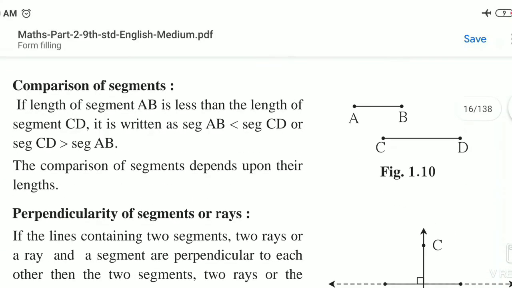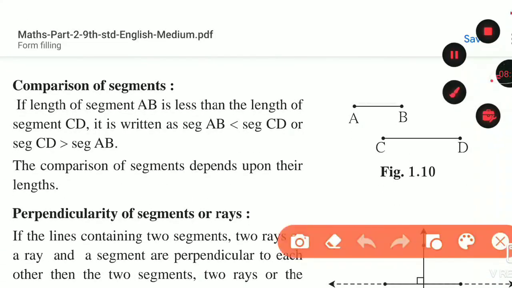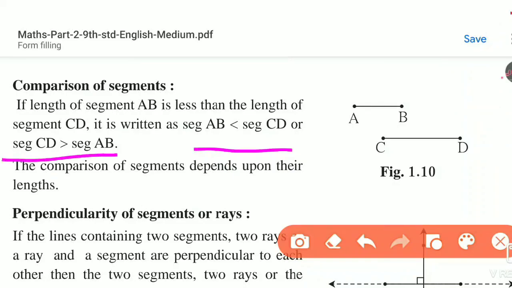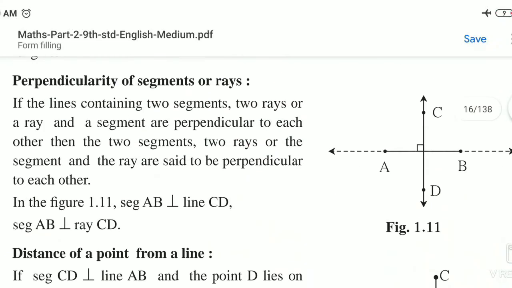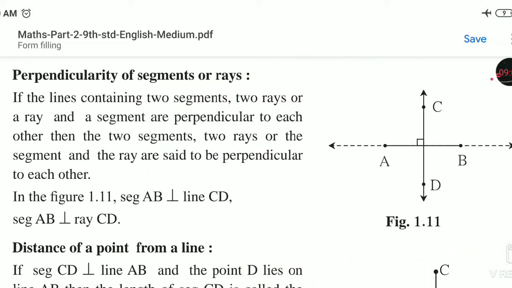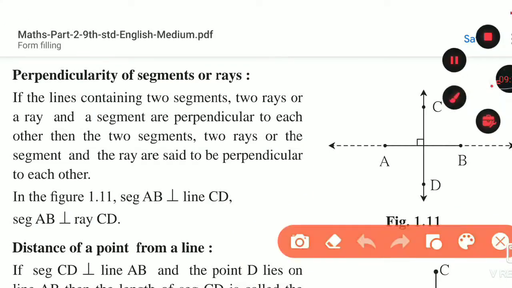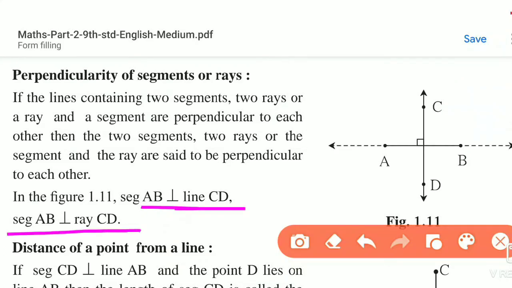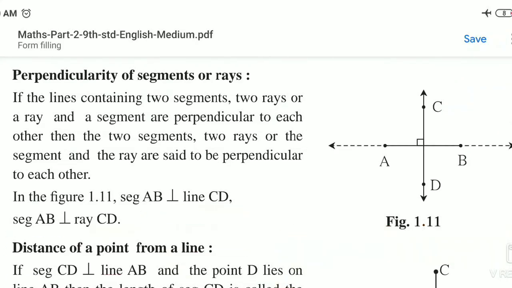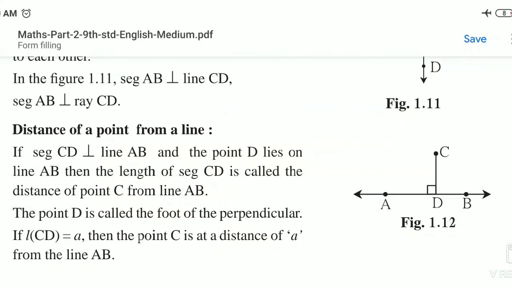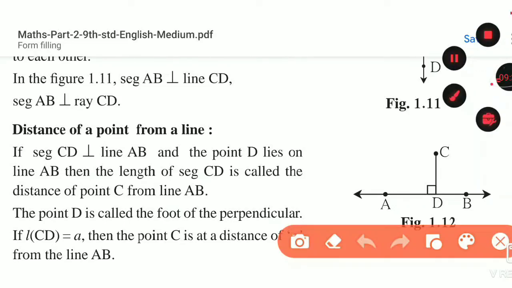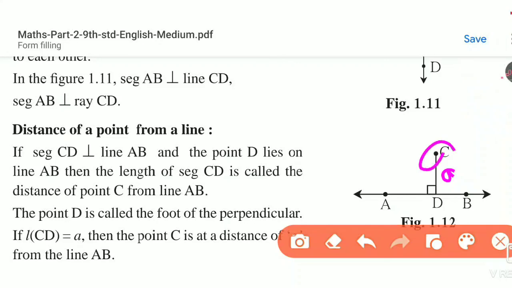Next we saw comparison, where we use the greater than and smaller than signs. If it is smaller, we say that AB is smaller than CD, or CD is greater than AB. Next, perpendicularity: if this is perpendicular on it, then we can say that AB is perpendicular on CD. And for the distance of a point from a line, suppose CD is perpendicular on AB, then the distance of C from D is the distance of point C from line AB.